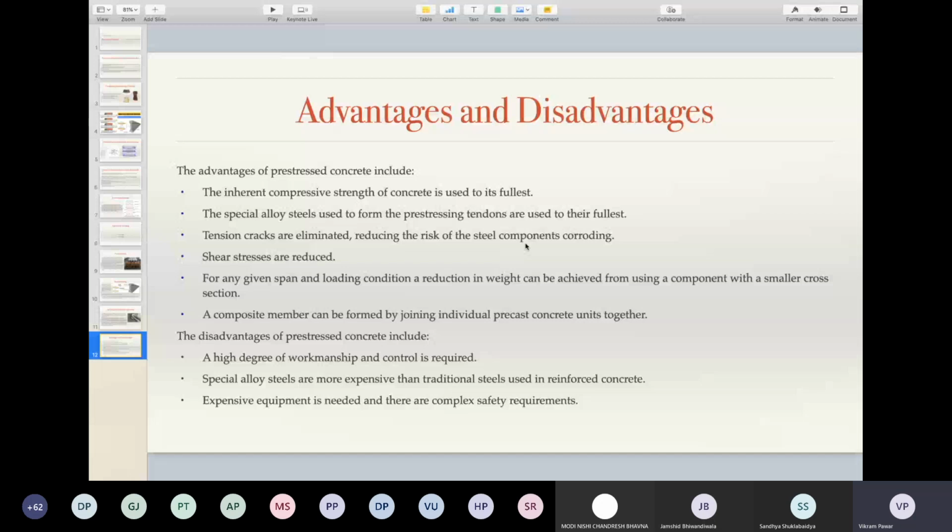I have already explained this; in fact, I started the topic with this. Tension cracks are a constant menace for regular structural members, and if you are able to eliminate the tension cracks in the concrete, then the risk of steel components corroding is lesser. Shear stresses are reduced, because you already have these very high-strength cables.